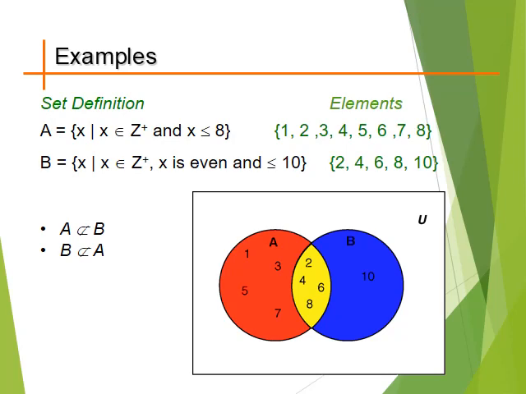Here A is not a proper subset of B, because all the elements of A are not present in B, and B is not a proper subset of A. Let's see, 2 is present here, 4 is present, 6 is present, 8 is present, but the element 10 in B is not present in set A. Therefore, B is not a proper subset of A. Right?